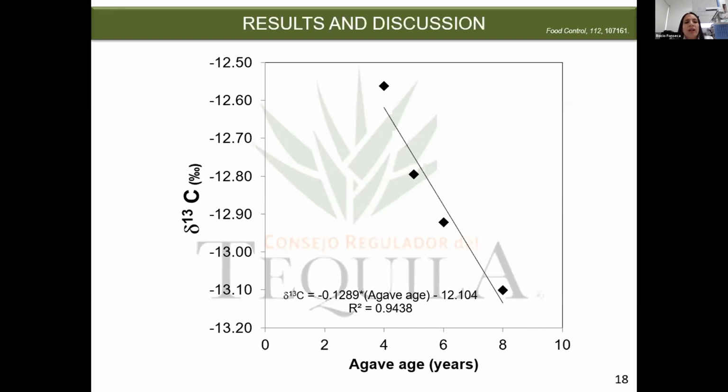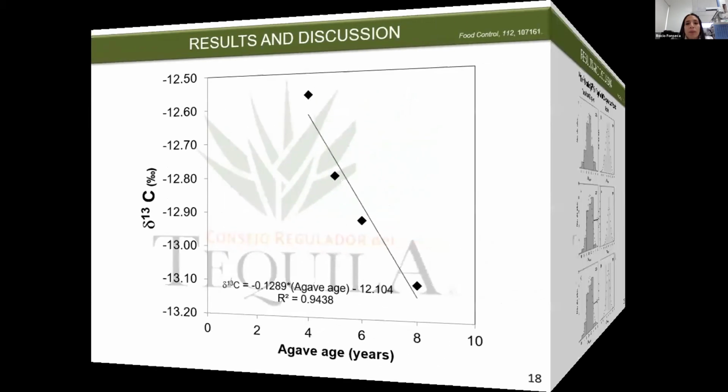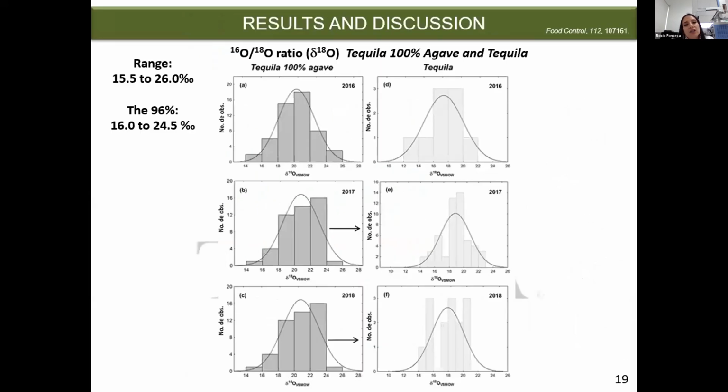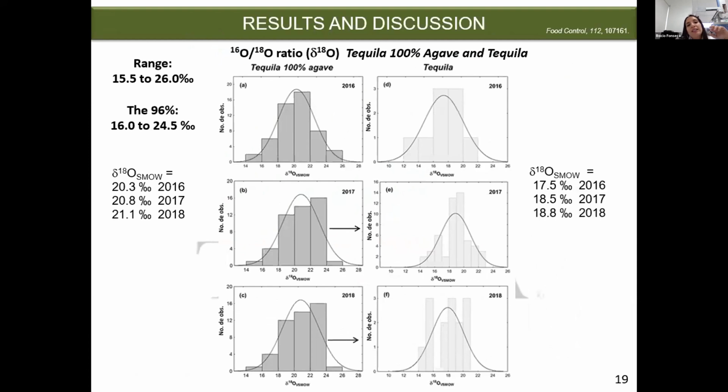And then we constructed an isotope chart, and for the results of oxygen-18, the range is 15.5 to 26 parts per mil. 96% of the data you can find between 16 and 24.5 parts per mil. And we found the same displacement to more positive values in the years 2017 and 2018.